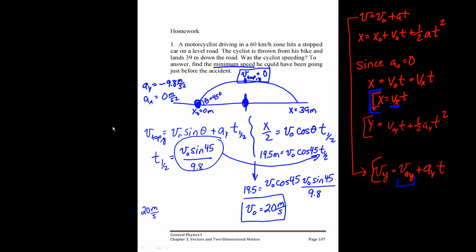So 20 meters per second. In 1 hour, there are 3,600 seconds. And in 1 kilometer, there are 1,000 meters. And that gives me the speed of the motorcyclist is 72 kilometers per hour. So that is greater than 60. So the answer is yes, he was speeding. That's a pretty basic projectile motion problem. Not the hardest that you have, and not the easiest either, but a good basic projectile motion problem.